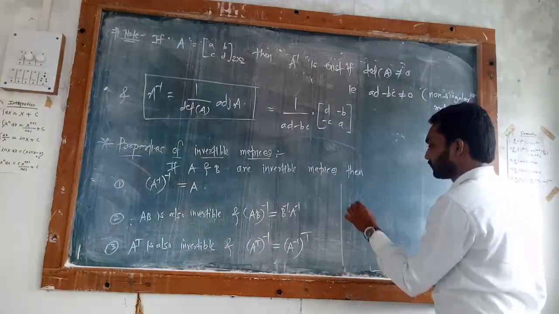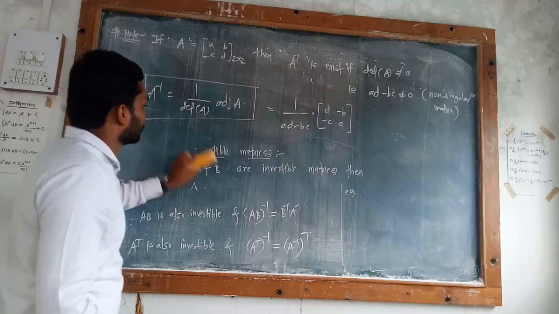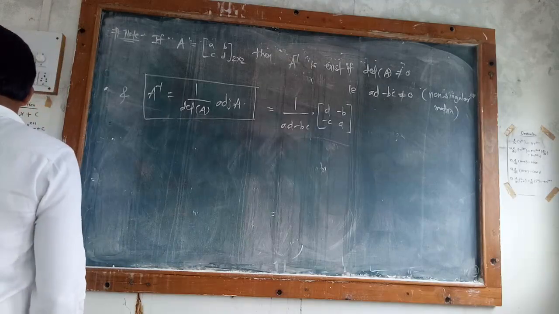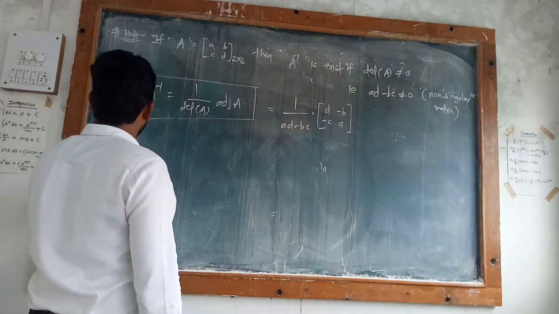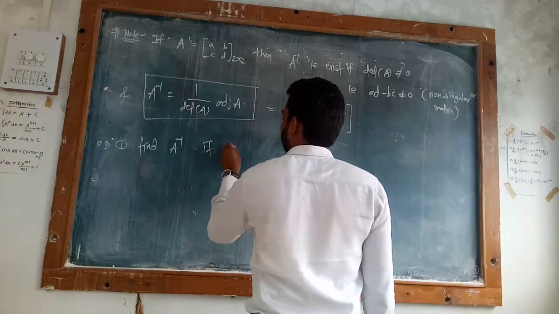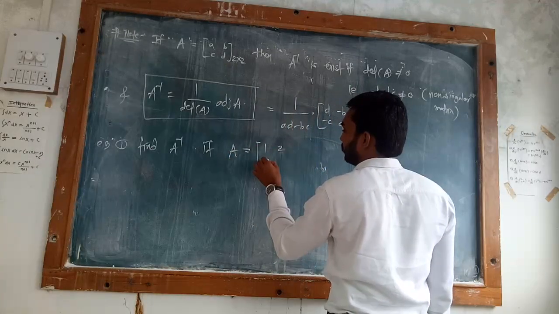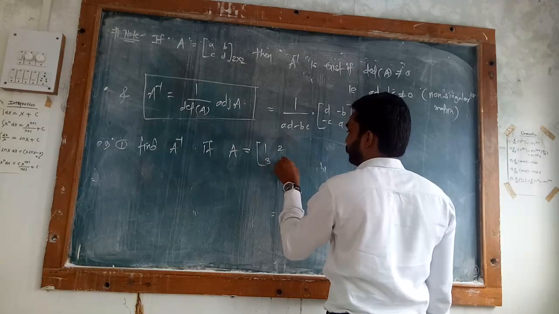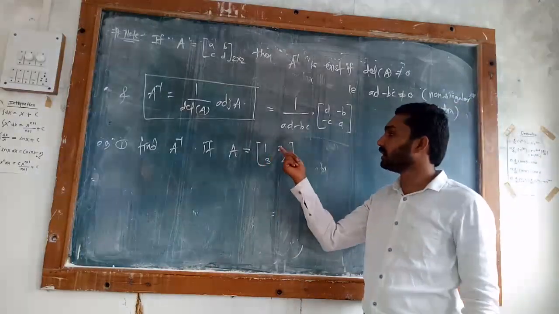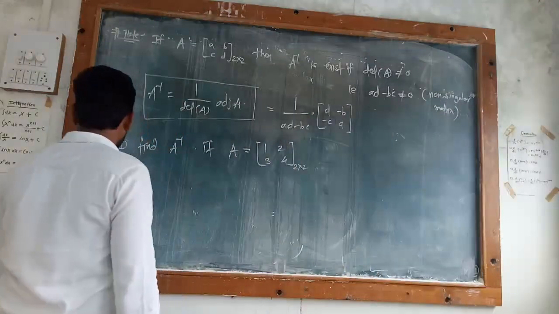Take an example. Find A inverse if A is [1 2; 3 4]. What is the order of the matrix? 2 by 2. So how to find A inverse? Solution.